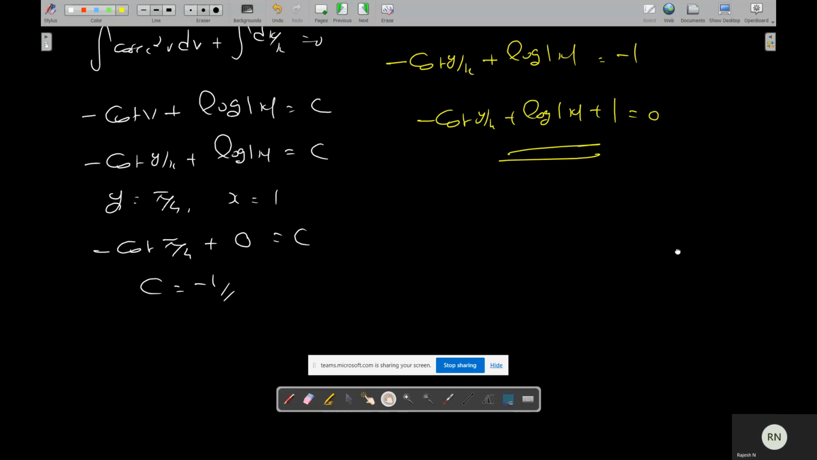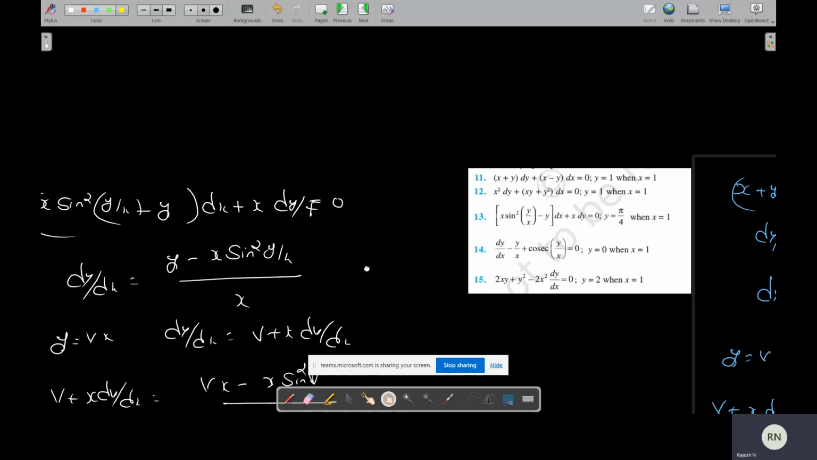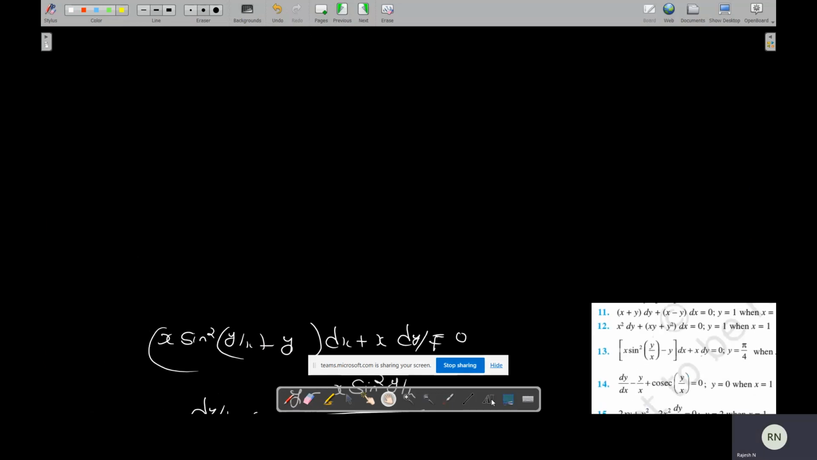Now, next question is, question number 14. dy by dx minus y by x plus cosec (y by x) is equal to 0. Y is equal to 0 when x is equal to 1.